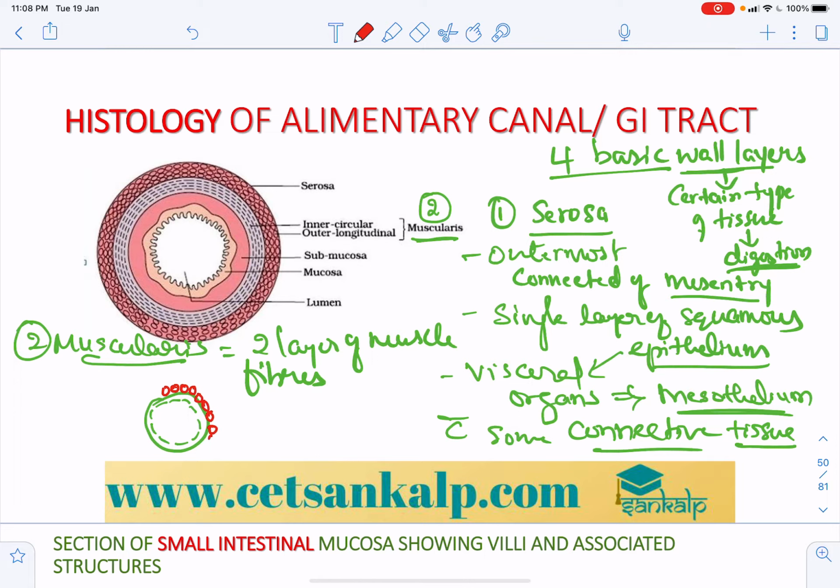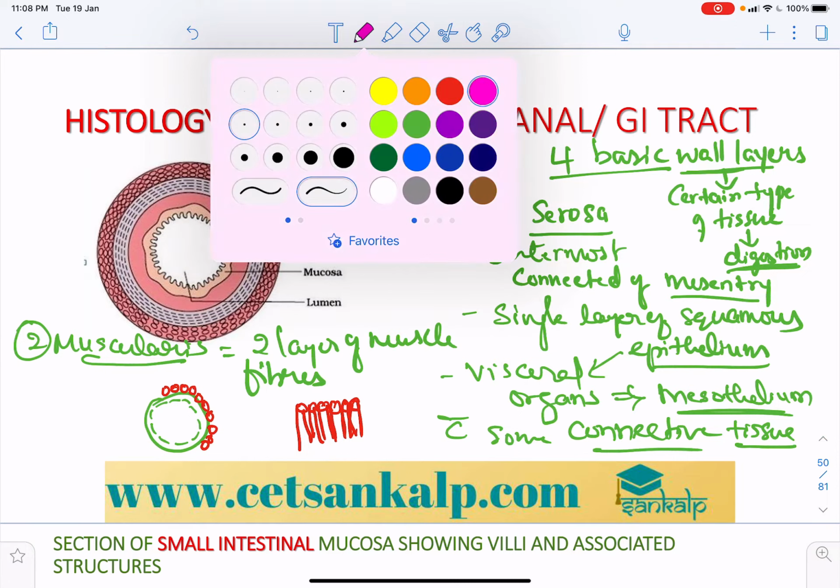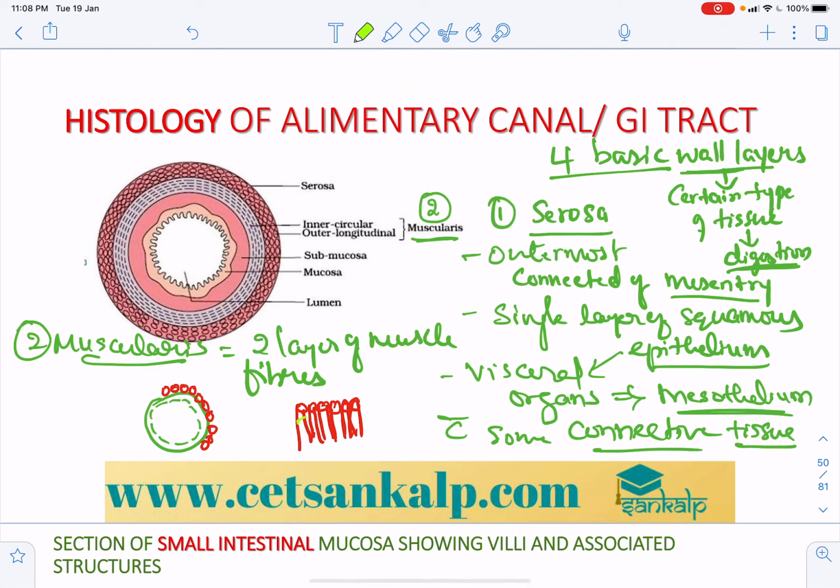How exactly can we imagine this? You can draw it like this. I will take it as a straight line, and these are the outer longitudinal layers, and internally we can see the circular layers. These layers are arranged like that, and they play a major role in creating alternate contraction and relaxation.